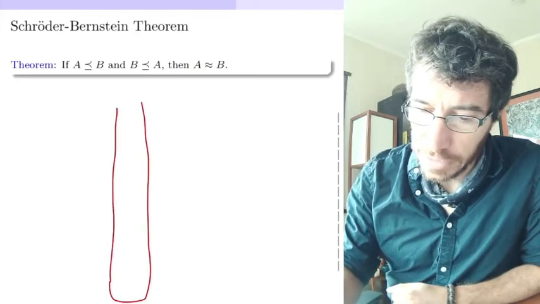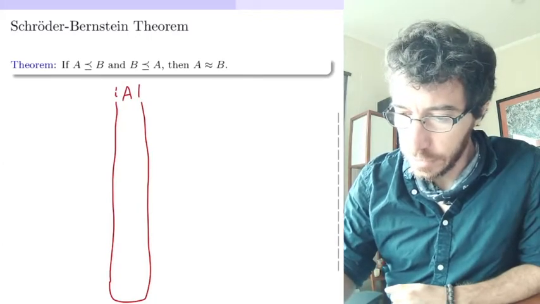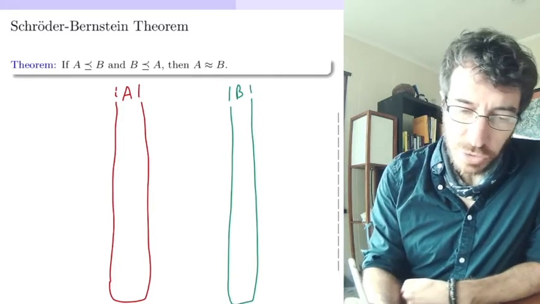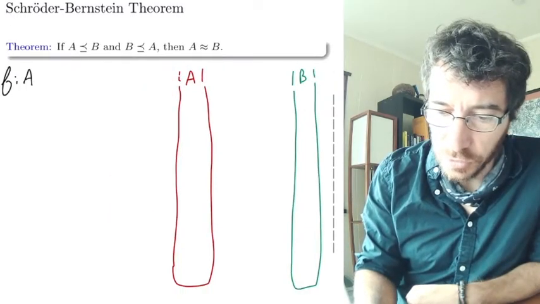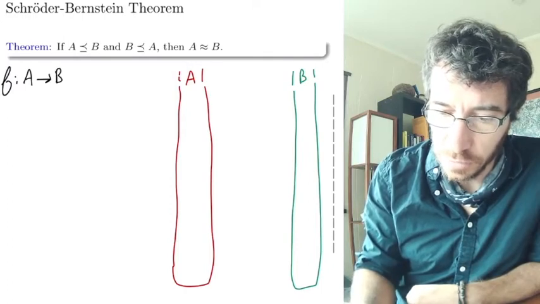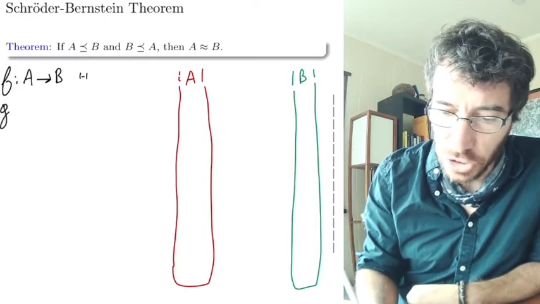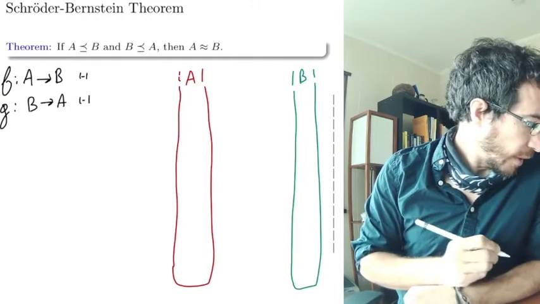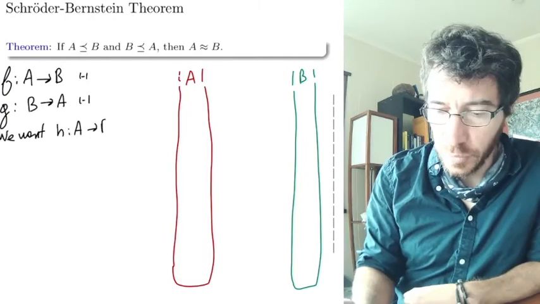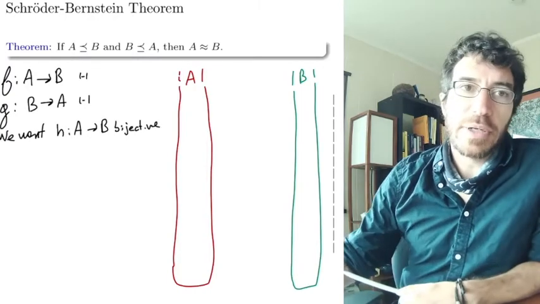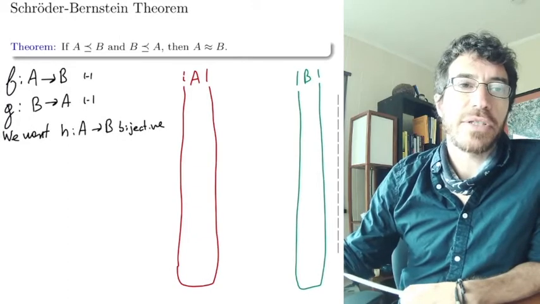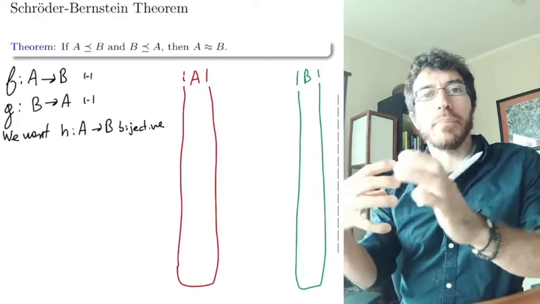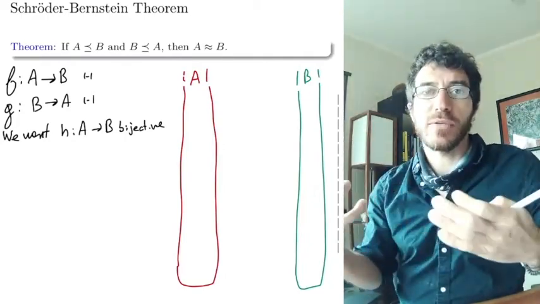So let's suppose we have a set A, and here is our set B, okay? By our assumption we have a function F that goes from A to B, and is of course one-to-one. And we have another function G that goes from B to A, and it's also one-to-one. And we want to define a bijection from A to B. So the problem that we have is that F and G might not be onto, right? So they might both be missing some part of the other set, and then what do we do?